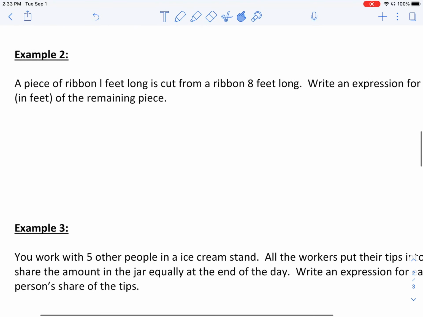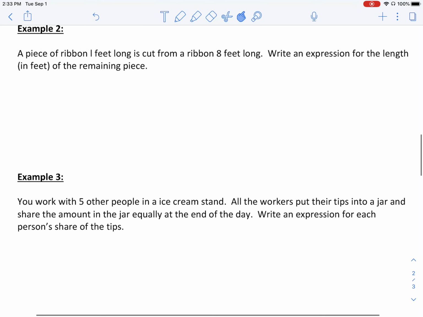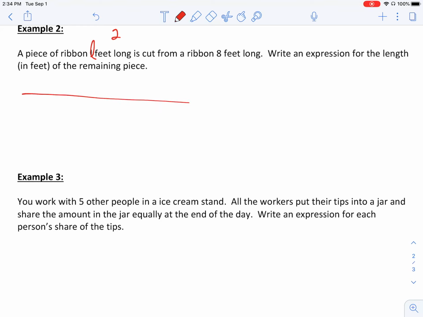All right. Our first example, or I guess really our fifth example, a piece of ribbon, this should be a script L. Piece of ribbon L feet long is cut from a ribbon that is 8 feet long. Write an expression for the length in feet of the remaining piece. So let's pretend, for an example, that instead of length L, it was length 2. So they're saying, here's your 8-foot long piece of ribbon. So that whole thing is 8 feet. And I want to write an expression after I've cut 2 feet from it. Well, then your expression would be 8 minus 2.